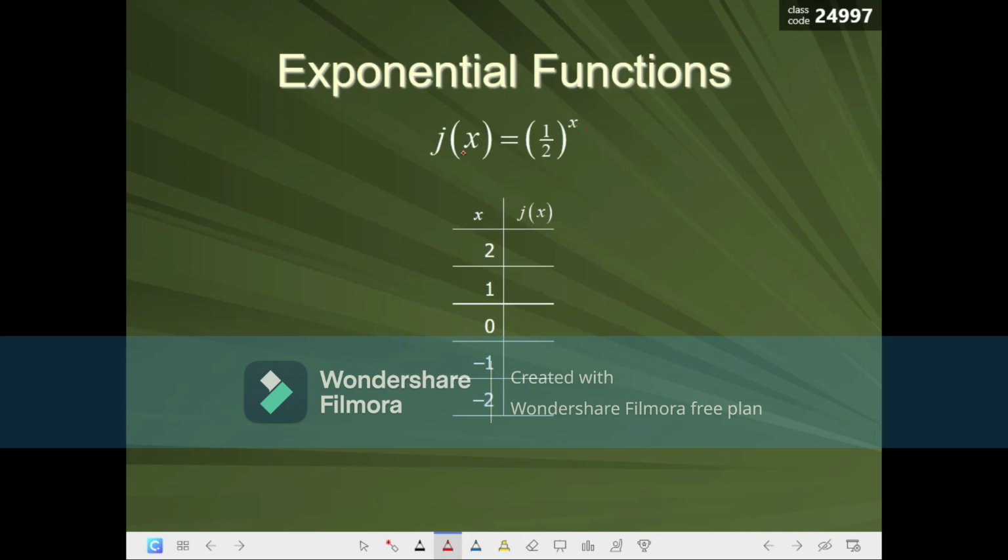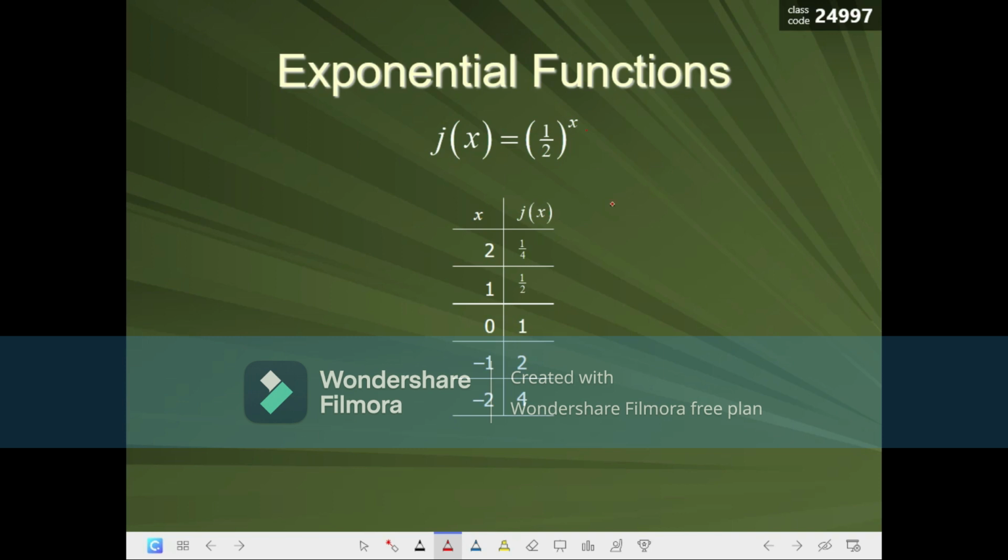The exponential function j of x is equal to 1/2 raised to the power of x. If x is 2, what is j of x? Substituting the value of x, we have 1/4. If x is 1, what is j of x? It is 1/2. If x is 0, what is j of x? It's 1. If x is -1, j of x is 2. If x is -2, j of x is 4.